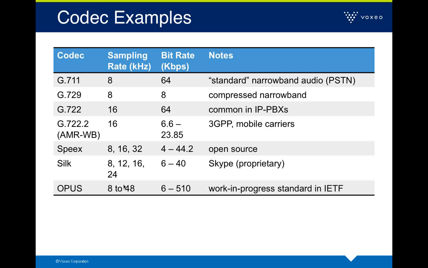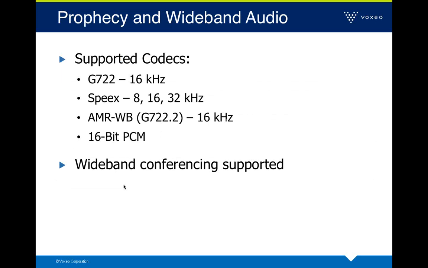And here's some examples that you can see. G711 is the standard that we have for narrowband over IP, and G729 is compressed narrowband. Then you start looking, there's some of these: G722, G722.2, Speex, Silk. There's a new one coming out of the Internet Engineering Task Force, IETF, called Opus, which is a work in progress that's going on within the codec working group. It's trying to come up with an open source, open standard for wideband. So there are a lot of different wideband codecs that are able to work out there.